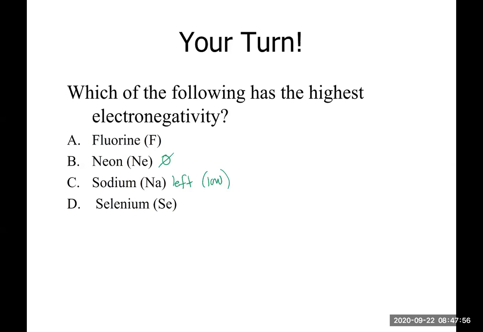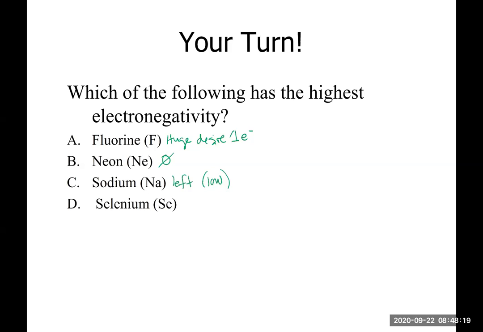Fluorine has a huge desire to gain just 1 electron. And so it has a very large electronegativity, because if it just gets that 1 electron, then it has the electron configuration of the noble gas that's very close to it.